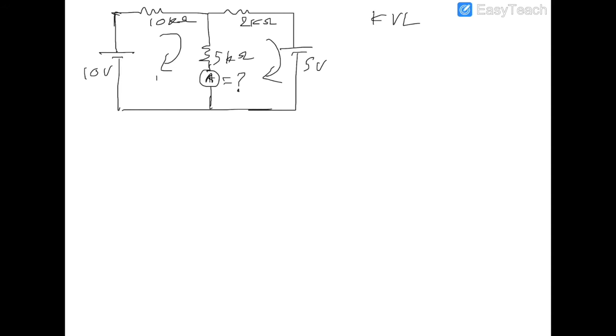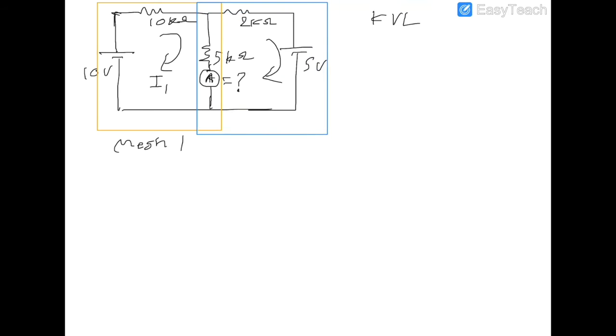So I'm going to assume we have current I1 flowing through this mesh. When you have a mesh, I'm going to consider just this. All right, nothing of that sort. So this is going to be my mesh 1. And then I have another mesh right here. This is going to be my mesh 2. So let's go ahead and write the equations for mesh 1 and mesh 2.